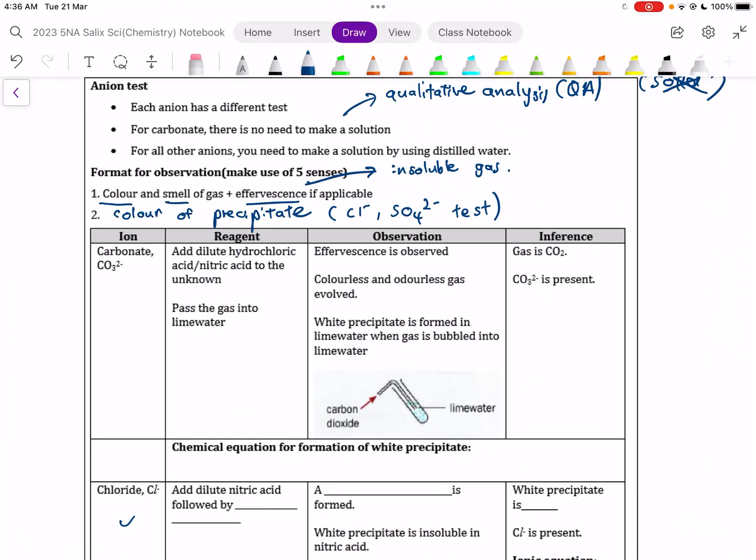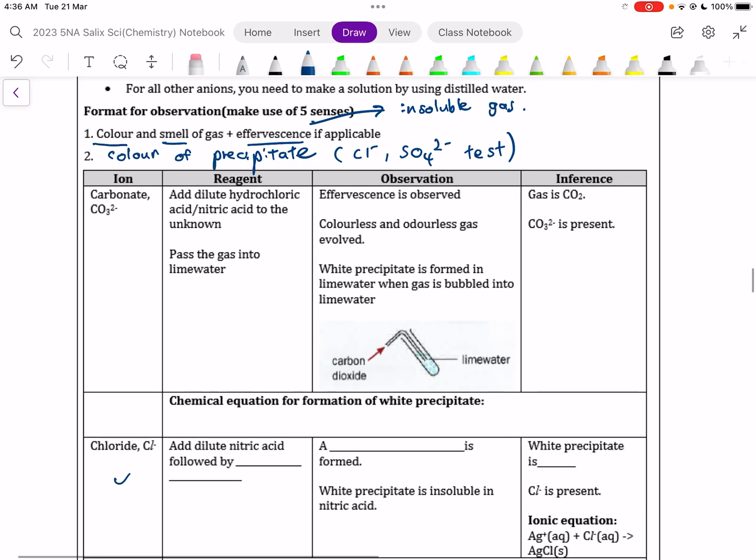So back to the video, back to the notes. For your test for carbonate, basically you add dilute hydrochloric acid or nitric acid, and then you pass the gas into lime water. First things first, you've got to know what lime water is. Lime water is basically aqueous calcium hydroxide. It is an alkaline. The formula is calcium hydroxide.